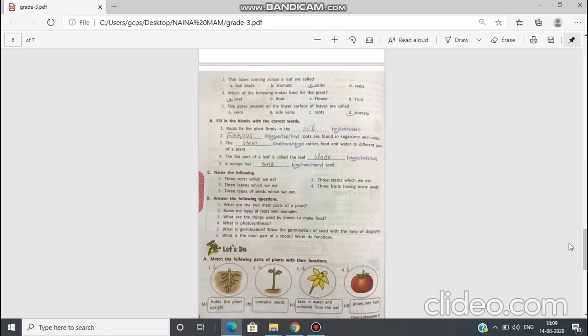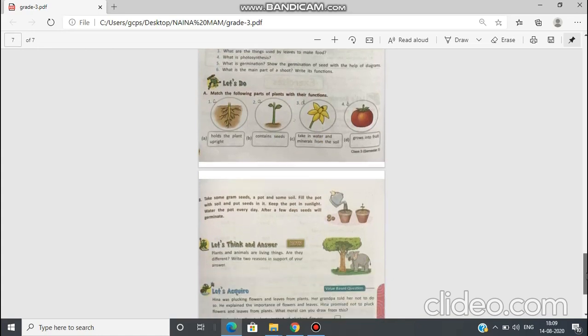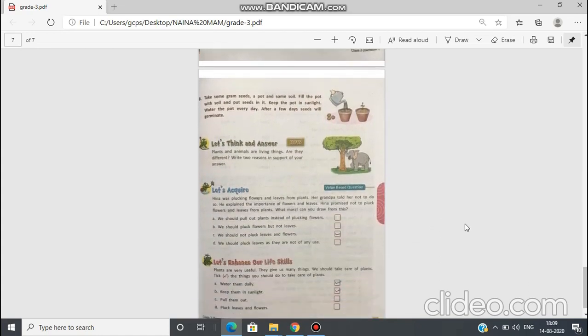Okay, learners. Now next, take some gram seeds, a pot and some soil. Fill the pot with soil and put seeds in it. Keep the pot in sunlight. Water the pot every day. After a few days, seeds will germinate. This is germination.